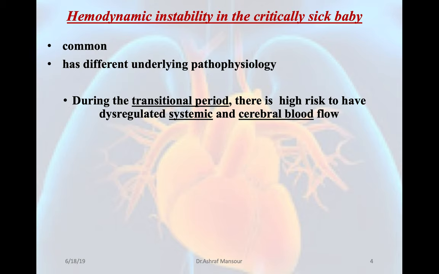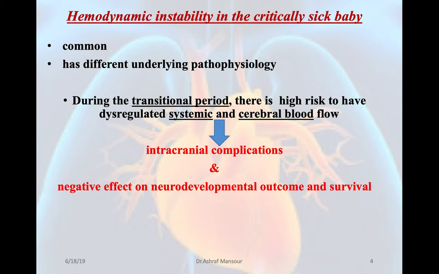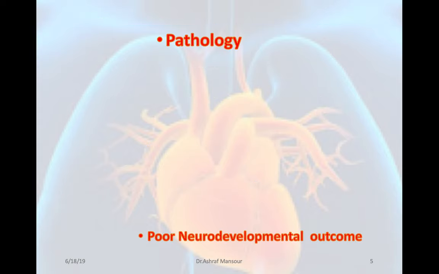So hemodynamic instability in a baby is a common scenario we are seeing in different ICUs, with different underlying pathophysiology according to the cause. Especially during the transitional period, there is high risk of dysregulation in the systemic and cerebral blood flow, which will affect the neurodevelopmental outcome of the baby, affect survival and the general outcome, and a lot of intracranial complications can occur.